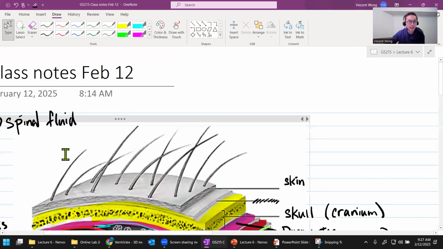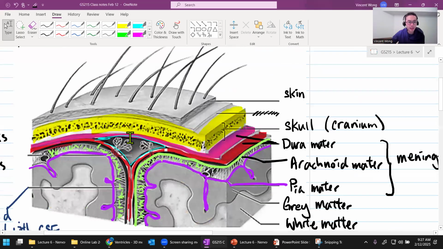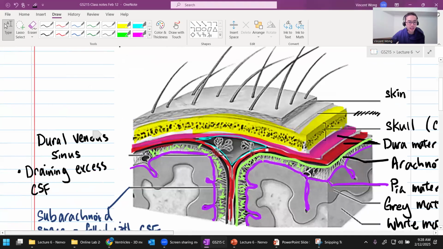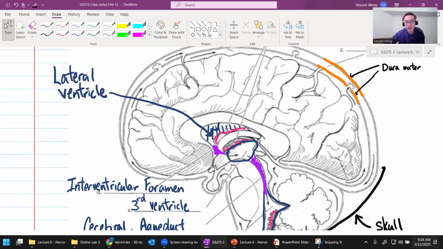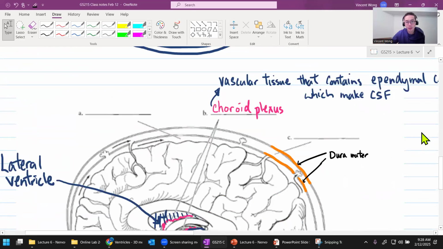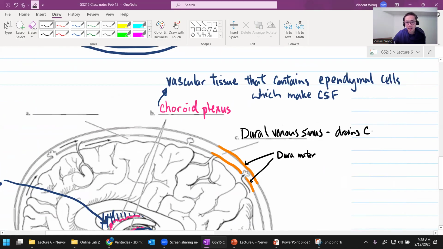Yeah. So if you go back to here, you can see, right? It's basically this space, right? And that is the dural venous sinus right here. Dural venous sinus. So we're gonna go back here and we're gonna label it. Drains CSF. Right, so that's the dura mater.